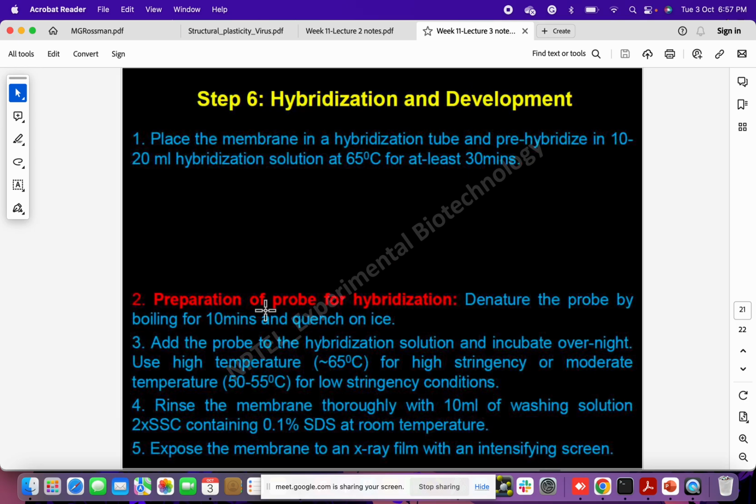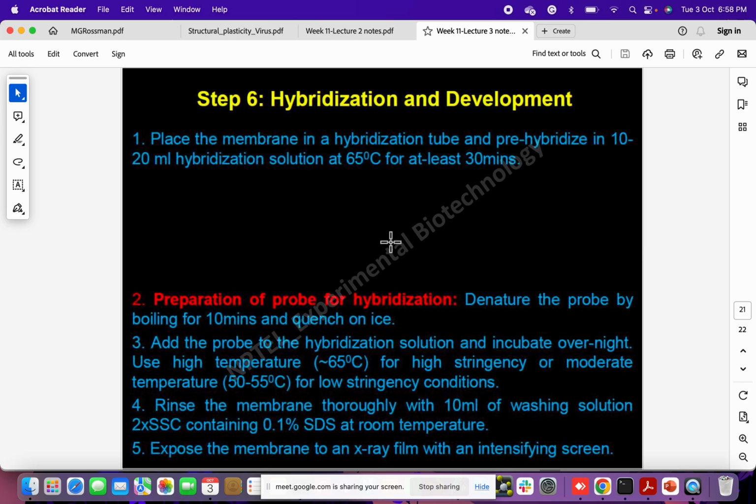Hybridization and development. You have to place the membrane in a hybridization tube and pre-hybridize with 10 to 20 ml hybridization solution at 65 degrees Celsius for at least 30 minutes. Preparation of probe for hybridization: denature the probe by boiling for 10 minutes and quench on ice. Add the probe to the hybridization solution and incubate overnight.